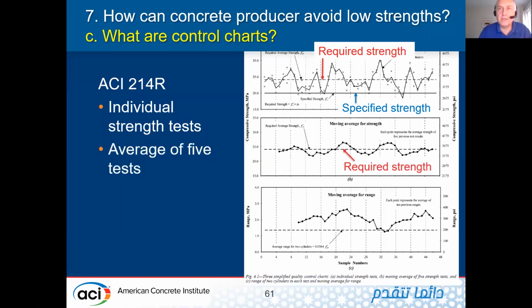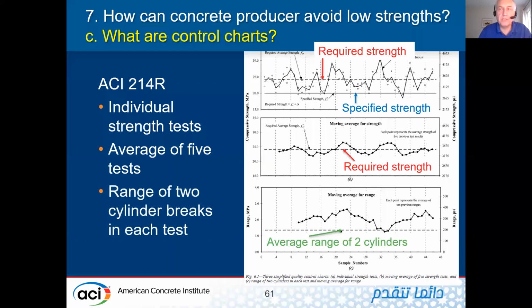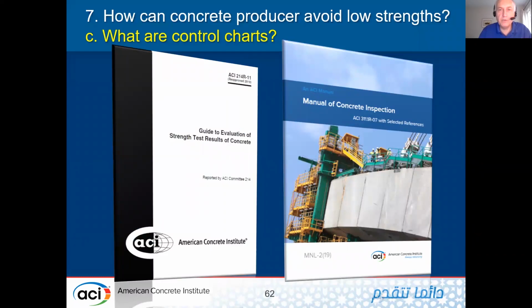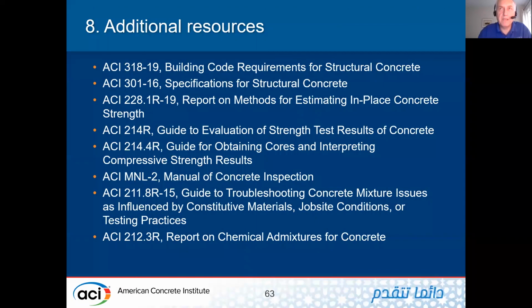The second one is looking at the average of 5 tests, just to see the trends, how they go, and also the range of 2 cylinders. Again, these are examples, but please look at those publications, the ACI 214R or Manual of Concrete Inspection that I have already mentioned, where control charts are discussed in more detail and examples are given there as well. Here are the materials and documents that I used in preparation of that presentation, and they have significantly more information than what I have presented. So have a look at those.